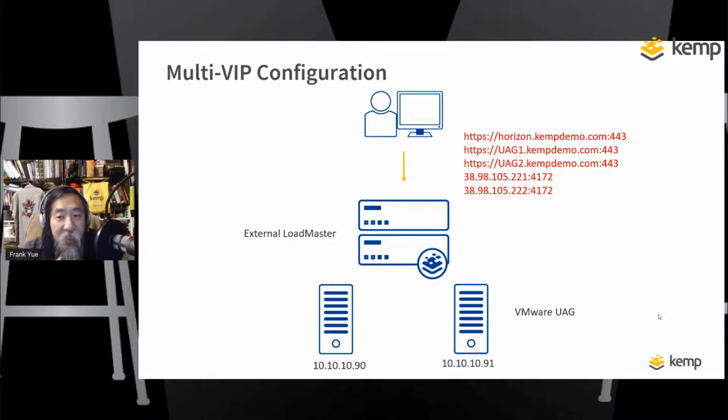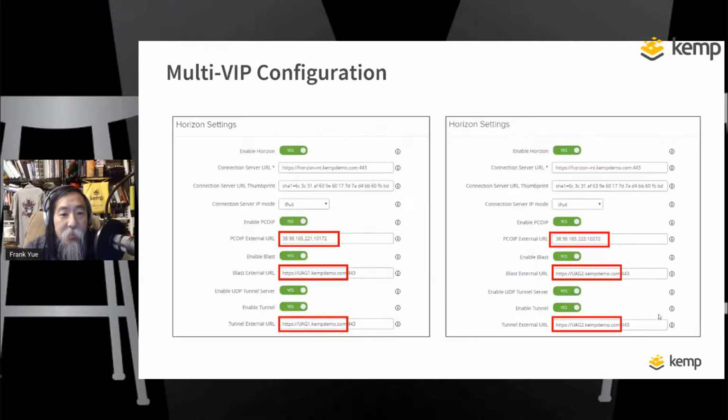The one advantage is that I'm still going to one central horizon.kempdemo.com for my initial authentication piece. The disadvantage is that I'm almost really not load balancing per se, though I am providing some sort of availability and fronting the service of the UAGs, because now each UAG is basically being translated like a firewall NAT through the load balancer. How does this look for the configuration for the Horizon servers and for the load balancer?